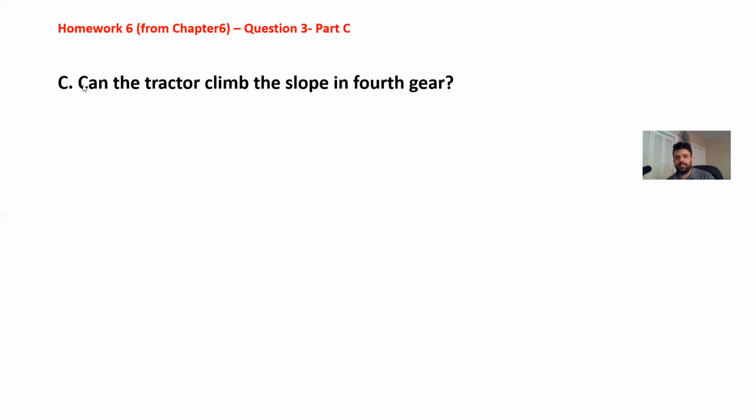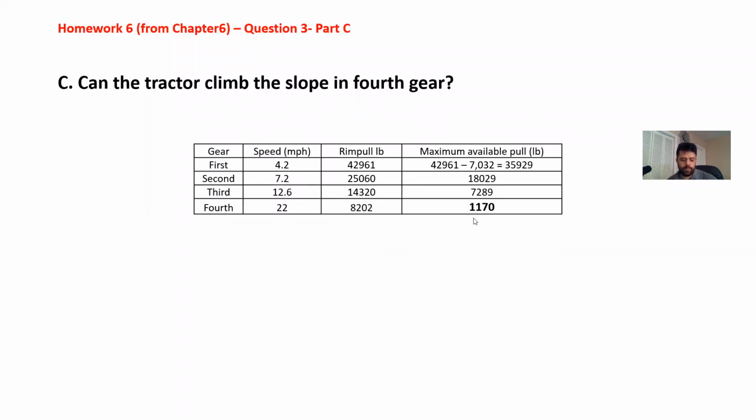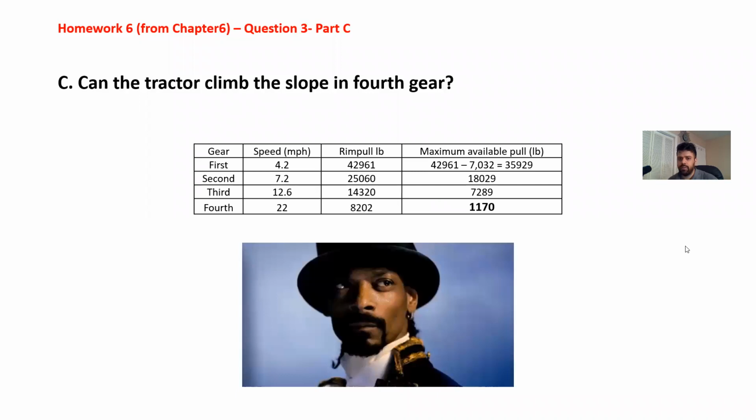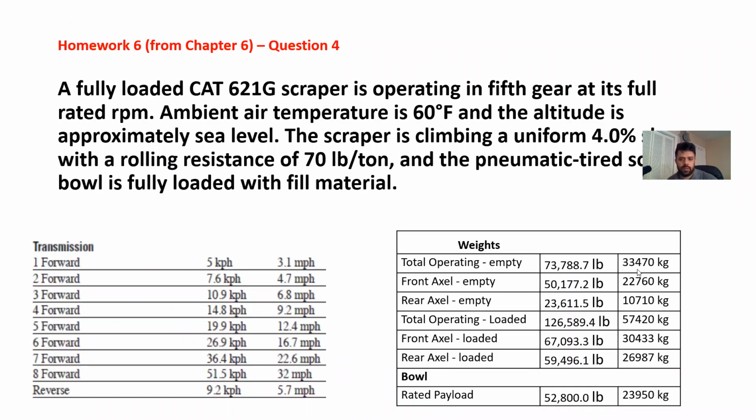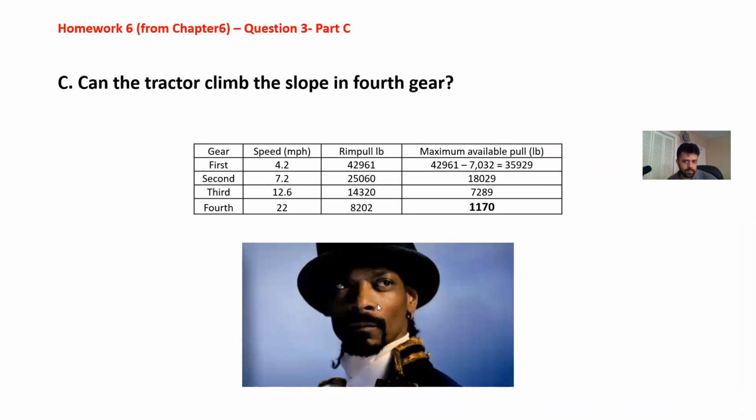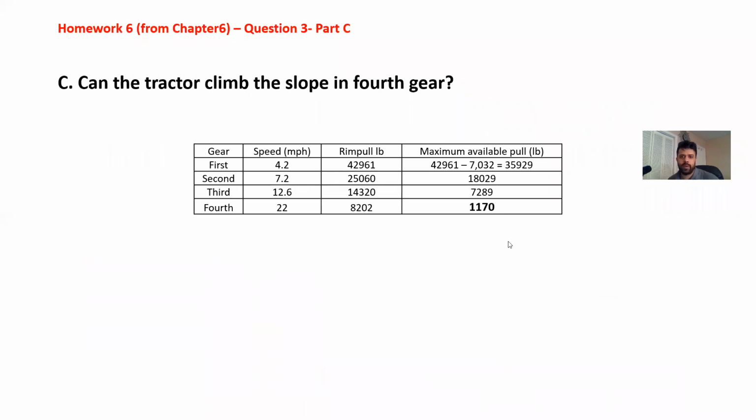Part C is asking if the tractor can climb the slope in the fourth gear. Okay, so this is our table. And in the fourth gear, we still have a positive number. It means, yes, we can still move up the slope. And this was an animation, the Snoop Dogg was doing like this. It means, yes, we can. So the answer is positive.